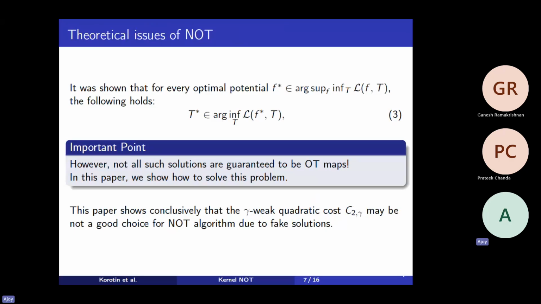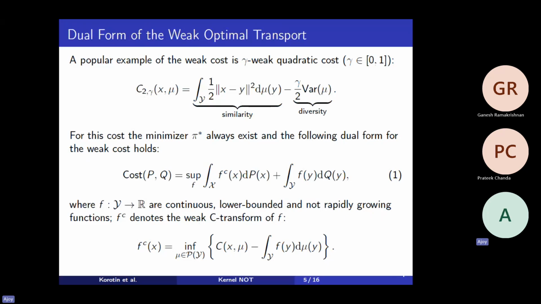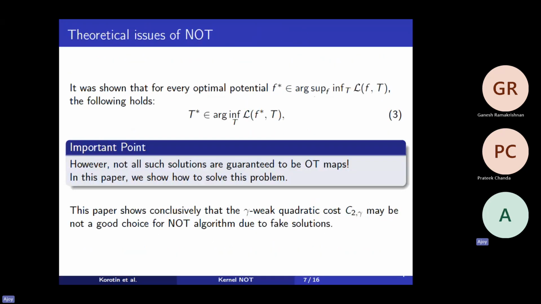And this paper asserts that instead of considering a simple gamma weak quadratic cost function, which we just saw in the last paper as well as this slide, we can consider a kernel based weak cost function, which actually gives the assurance that all the solutions you find from here are both complete and sound. So that's how this paper improves on the last paper.